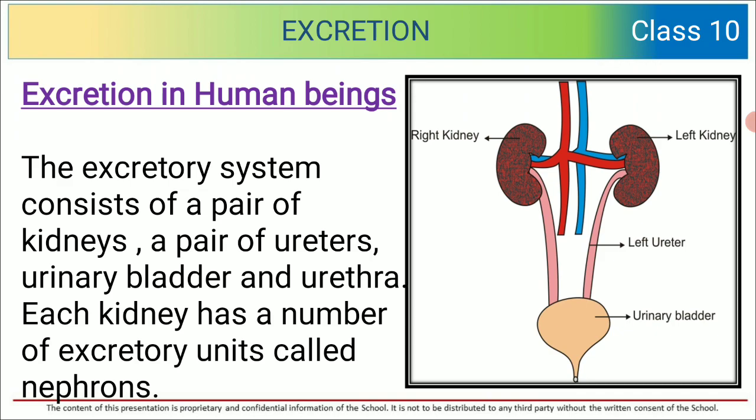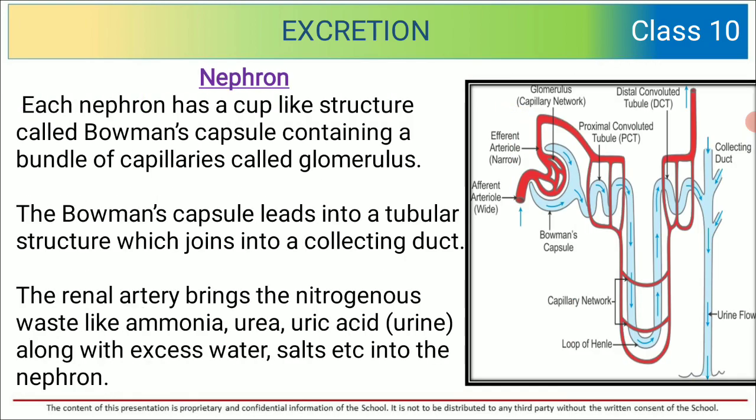Each kidney has a number of excretory units called nephrons. Now let us talk about nephron in detail. What is this nephron? Each nephron has a cup-like structure called Bowman's capsule, containing a bundle of capillaries called glomerulus. The Bowman's capsule leads into a tubular structure which joins into a collecting duct.